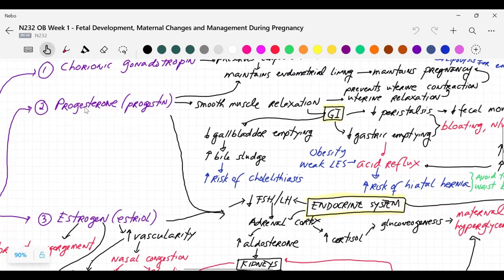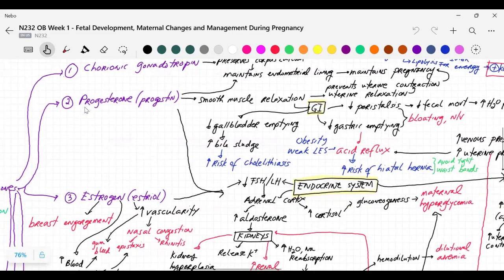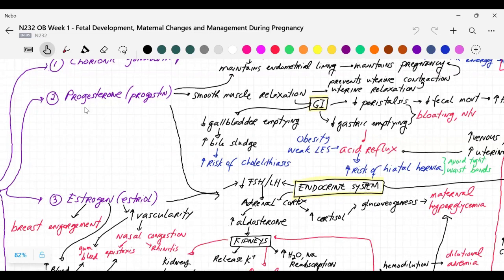Progesterone is the other hormone. So this is again going to be released by the placenta. So it's responsible for smooth muscle relaxation. So which muscle do we want to relax during pregnancy? The uterus, right? The myometrium. Endometrium is inside, the myometrium is the middle layer, where that's the muscle that will contract. What happens if the uterus contracts and the mom is pregnant? What happens? The baby will come out, right?